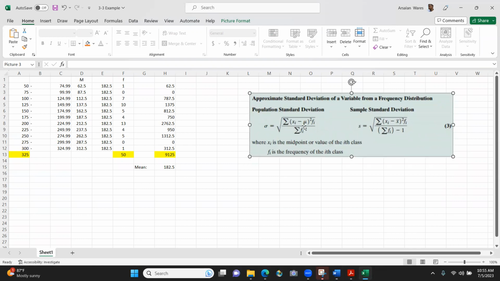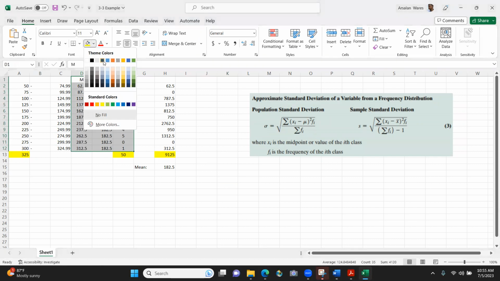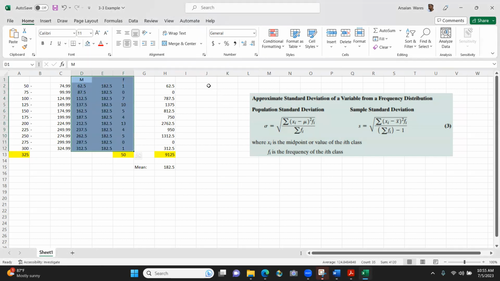So what does this mean? This mean, mu or X bar, is 182.5. From each value, you're going to subtract the mean and square it, then multiply it by the frequency. This is all I care about. I'm going to highlight these three columns. Let me choose a color. I'm going to make it blue. That's all I care about. I'm going to do my work here.